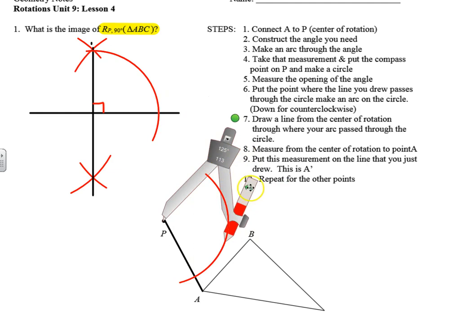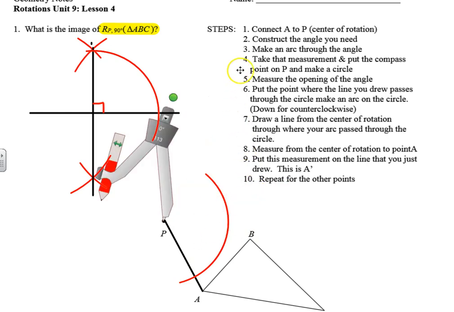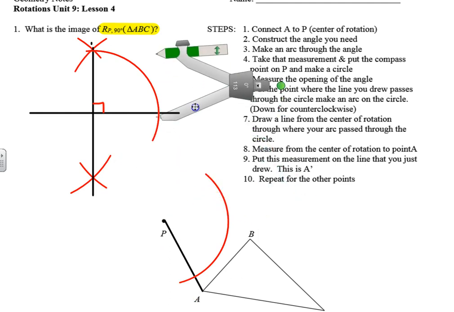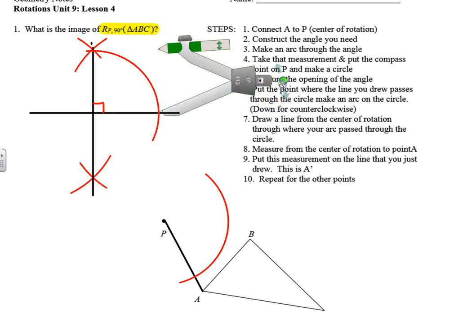Now what are we doing? We're making a congruent angle. So the second thing we're going to do is step 5 here, measure the opening. I'll do it in green just to keep that consistency. So I'm going to come up here and measure the opening.